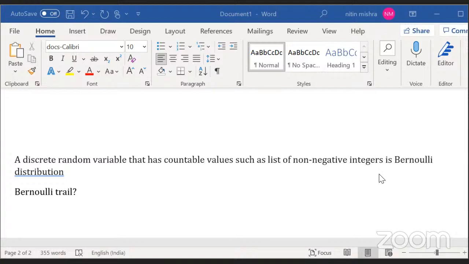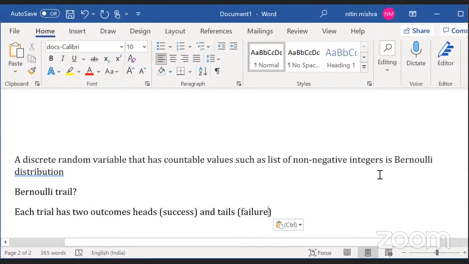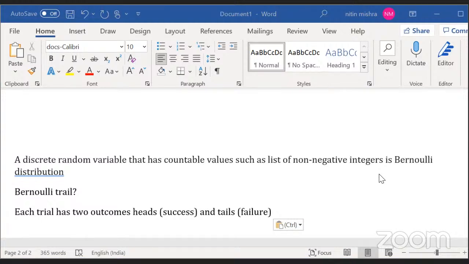Basically, each of the trials has two possibilities. One is treated as the success, heads, and the other is the failure. So this is basically what is known as Bernoulli trials. You can have a series of Bernoulli trials.